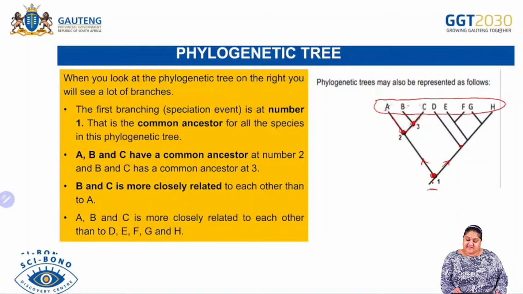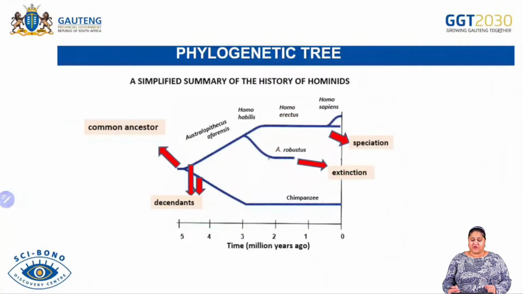And A, B, and C are more closely related to each other compared to D, E, F, G, and H, because when last did they branch? All over here at number 1, which was their common ancestor. So you need to understand this process. Phylogenetic trees is a skill. It's a skill, and the only way that you can really get it, once you know the basics, is to do enough practice so that you can expose yourself to different phylogenetic trees and different questions so that you can work out how to answer them.